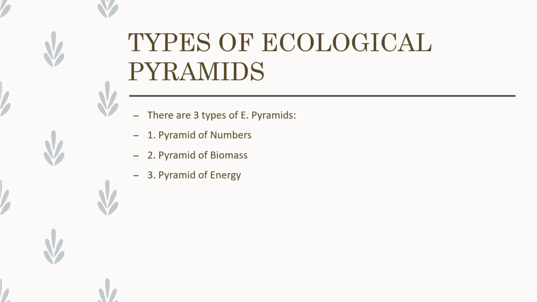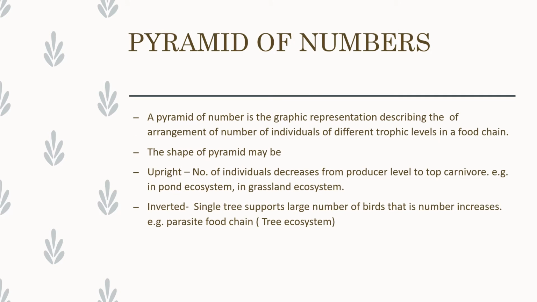There are three types of ecological pyramids: pyramid of numbers, pyramid of biomass and pyramid of energy. First, the pyramid of numbers. A pyramid of numbers is a graphic representation which describes the arrangement of the number of individuals at different trophic levels in a food chain. The shape of the pyramid for numbers may be upright or inverted.